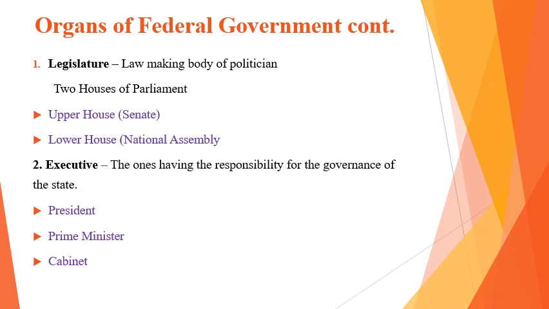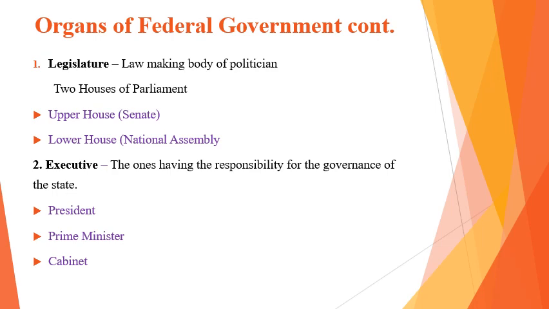Now one by one, legislature. Legislature means the law-making body of politicians. Now who makes the law? The parliament. The parliament is composed of two houses. The parliament of Pakistan is called Majlis-e-Shura. It is composed of two houses. The upper house is called the Senate and the lower house is the National Assembly.